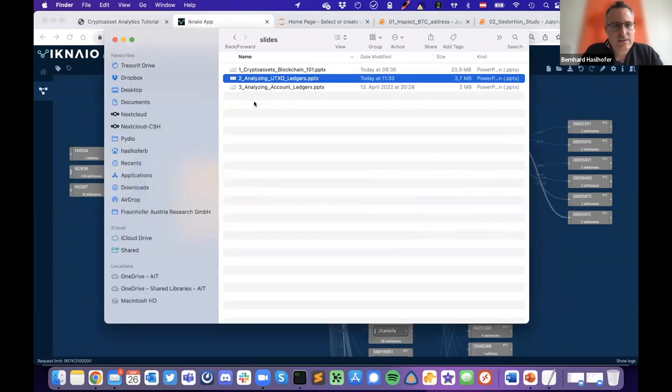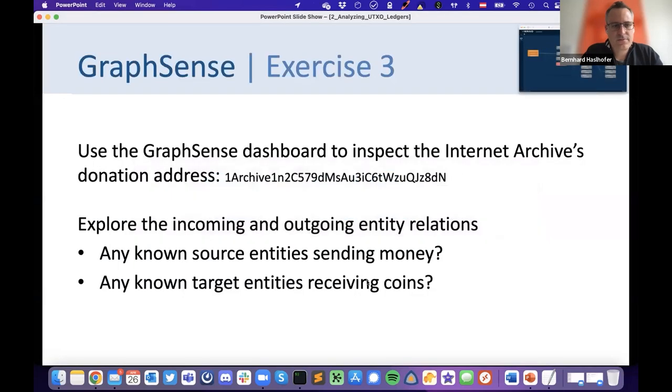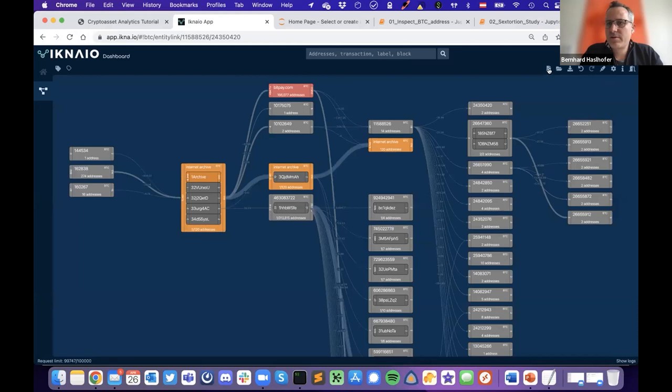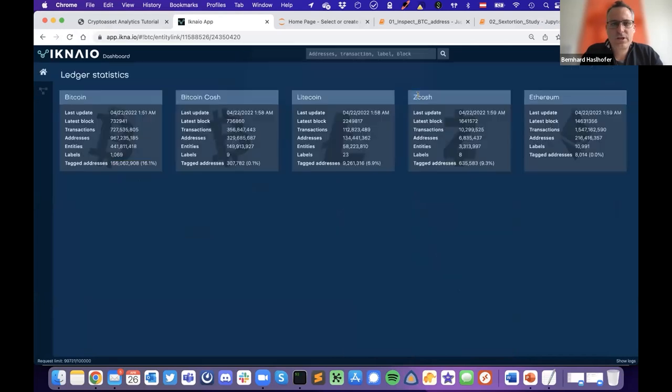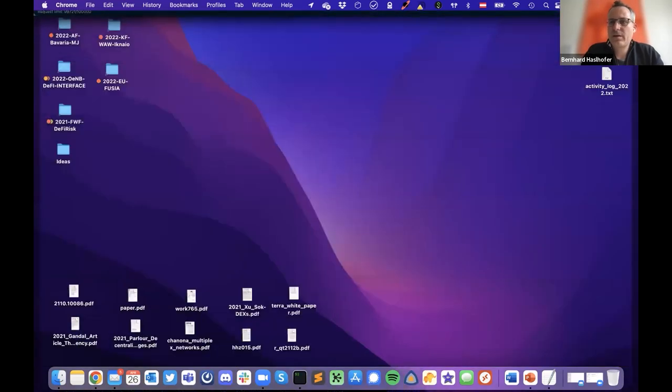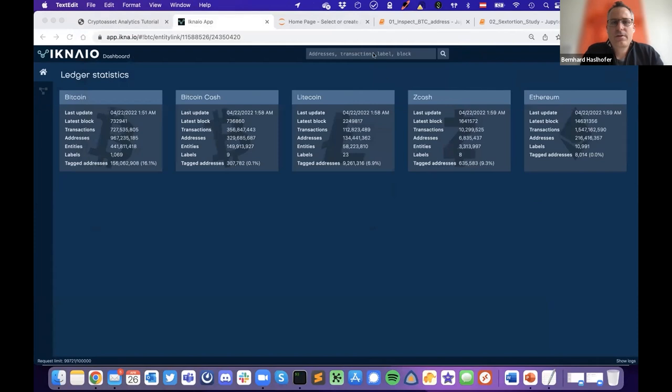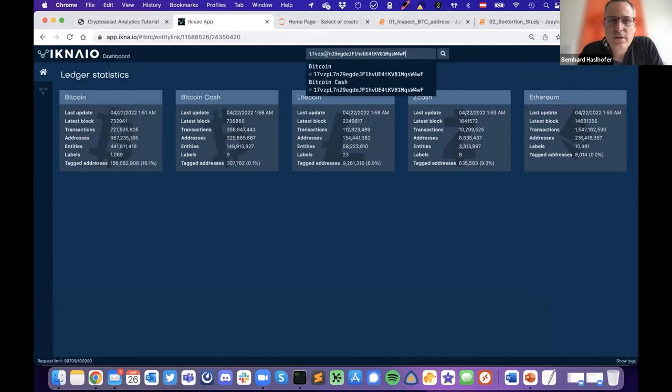crypto assets. Let me see if I have another example here. Yeah, maybe let's do another example. So I'm now cleaning this view again and starting over. I'll show you some other example from a sextortion case, which we worked on in another paper.